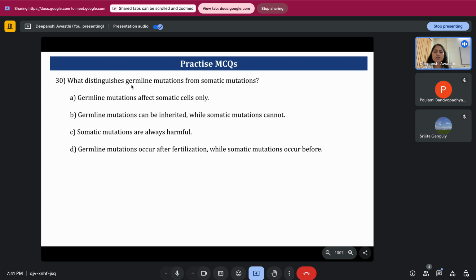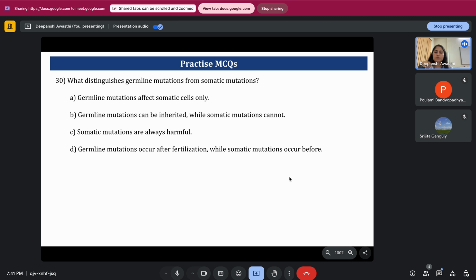Next question, what distinguishes germline mutations from somatic mutations? Option A, germline mutations affect somatic cells only. Option B, germline mutations can be inherited while somatic mutations cannot. Option C, somatic mutations are always harmful. And option D, germline mutations occur after fertilization while somatic mutations occur before.